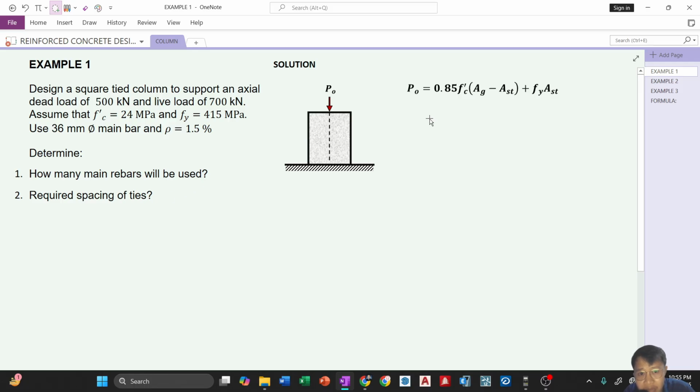However, there are many unknowns in our first formula. The P sub 0 itself is unknown. Area gross is also unknown. What was only told to us here is that we have a square-tied column. That's the only clue that we have. Okay? However, we were also given a steel ratio equal to 1.5%.